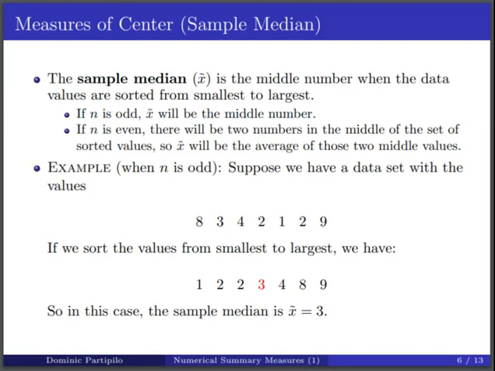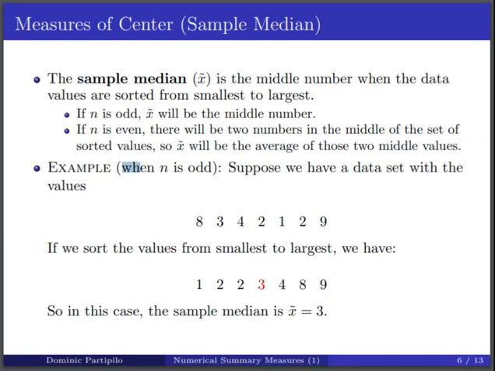If n is even, it gets a little bit tricky because then there are going to be two numbers in the middle of the data set. So in that case, x tilde is going to be the average of those two middle numbers. So let's look at a couple examples here.